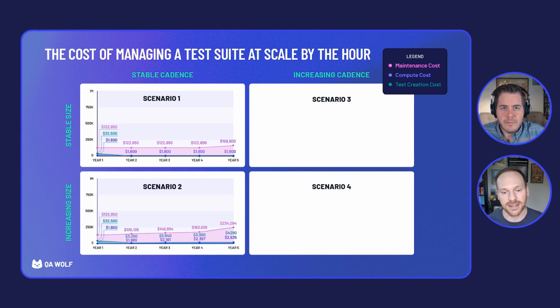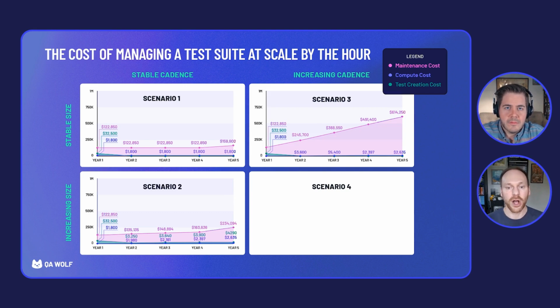So that brings us then into scenario three. Also kind of similar, test suite remains the same, test cadence increases. It's not as rare as the previous scenario, but it is also fairly uncommon. This usually indicates that the product is indeed growing, but the team just hasn't allocated enough resources to keep up with creating tests for the new features that they're developing.